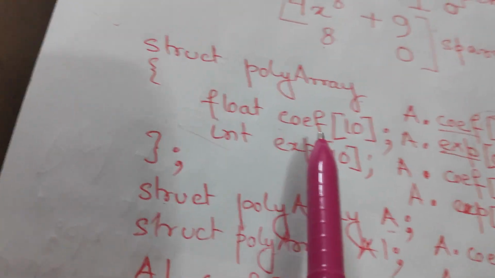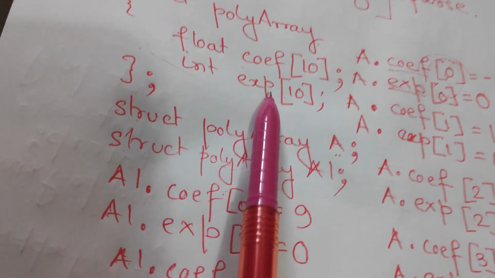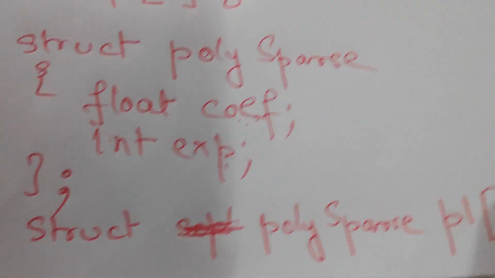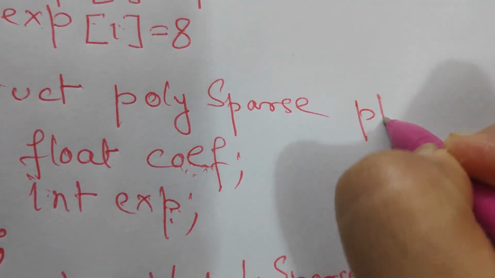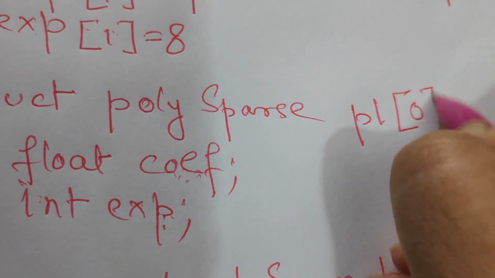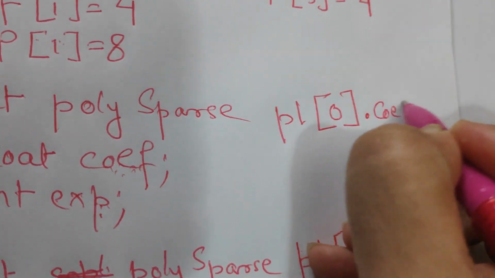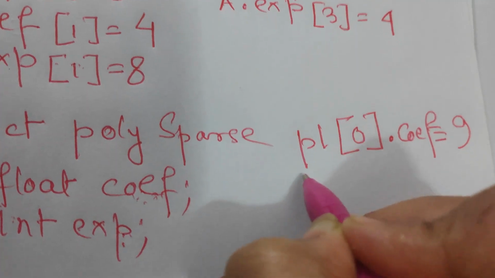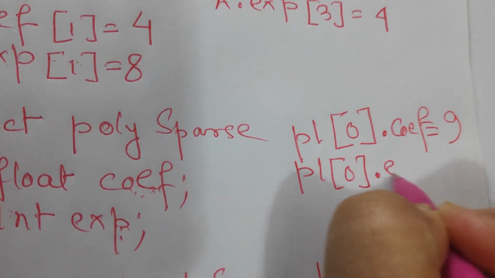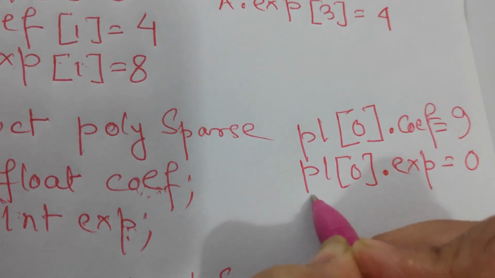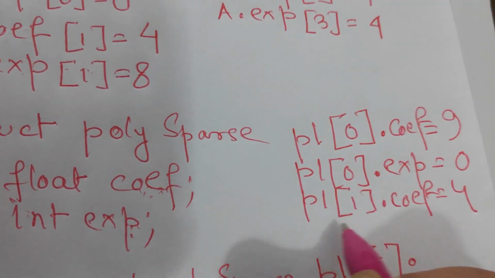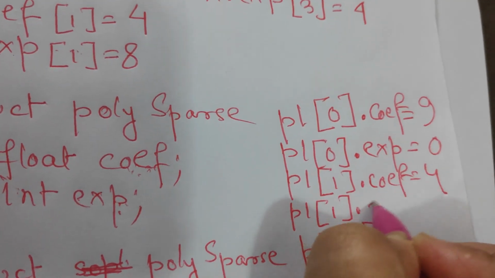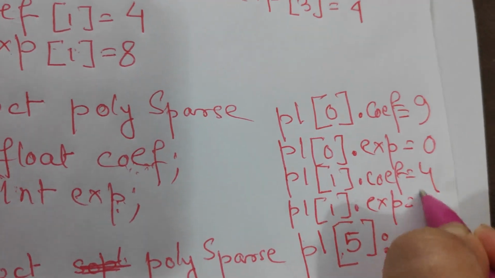Over here we had array inside a structure, but if it is a sparse polynomial, we will take an array of structure. So in that scenario, what will we do with this? We will write P1 0 dot coef is equals to 9, P1 0 dot exp is equals to 0, P1 1 dot coef is equals to 4, P1 1 dot exp is equals to 8.